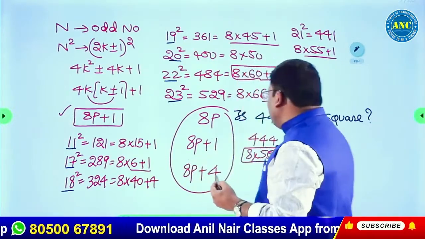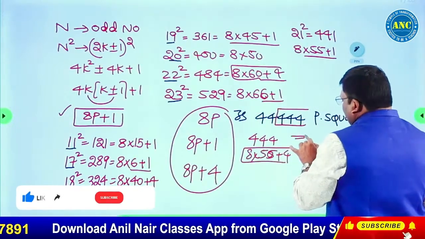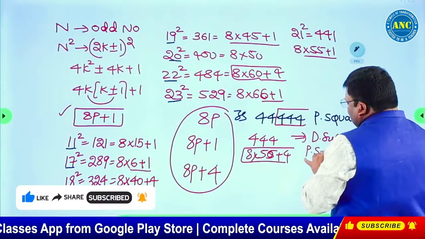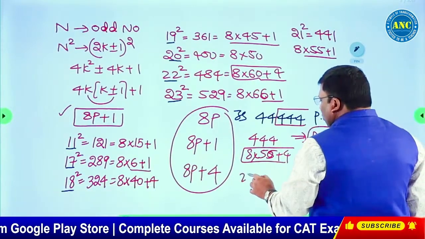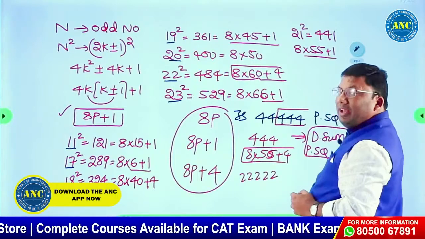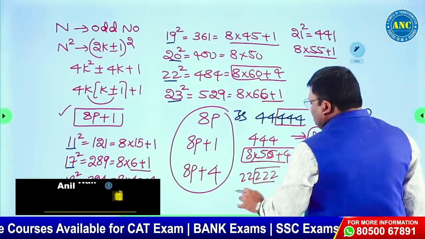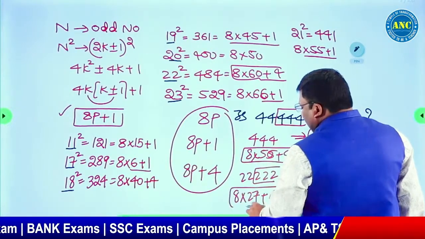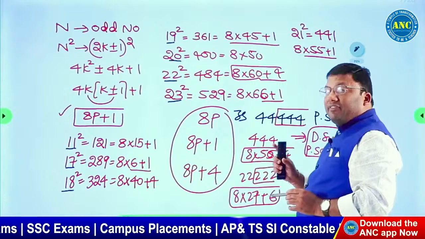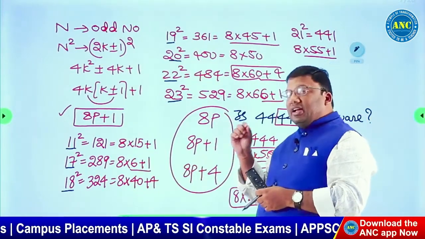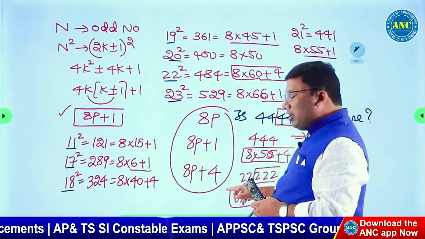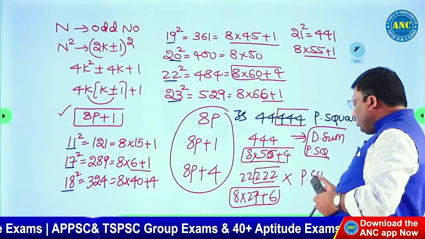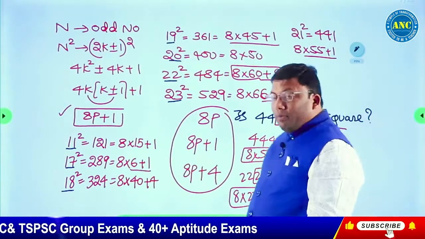If it is coming, we will use an alternative concept that also is a property. We will use the concept of digital sum of perfect square. Another example: 8 twos are 16, 62. 8 sevens are 56 plus 6. If it is a perfect square, when divided by 8, it should give a remainder 0, 1 or 4. Anything other than 0, 1 or 4, it is not a perfect square. I hope the idea is clear.